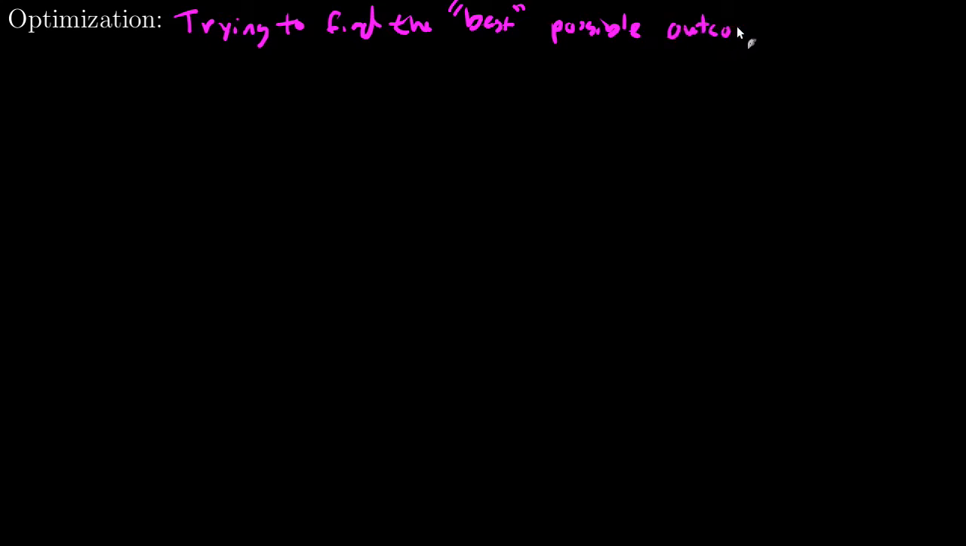So first off, what is optimization? Optimization is in general trying to find the best, whatever that means, possible outcome. Now, the best possible outcomes we're going to consider in this video are either largest, as in areas, volumes, profit, or smallest, as in costs, time needed. So we'll try to somehow find the best by finding a maximum or a minimum of a function.